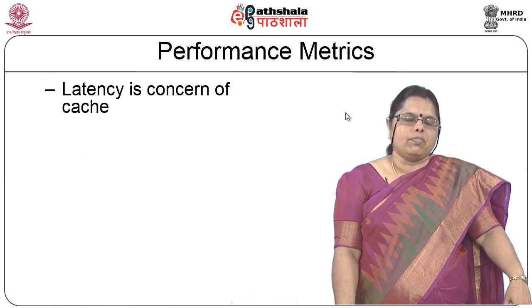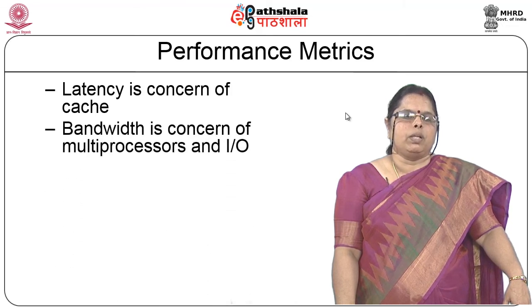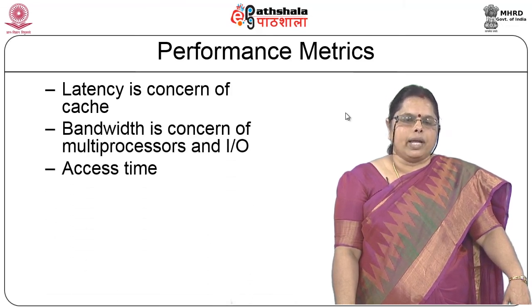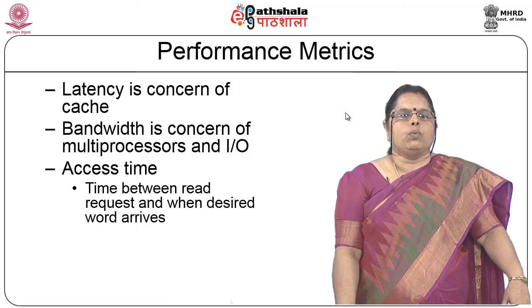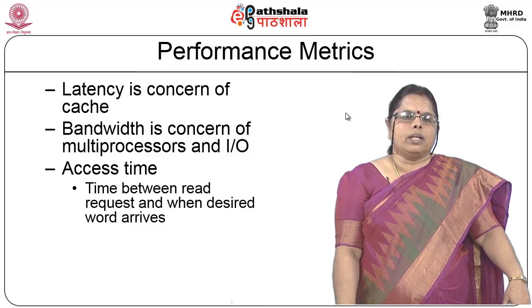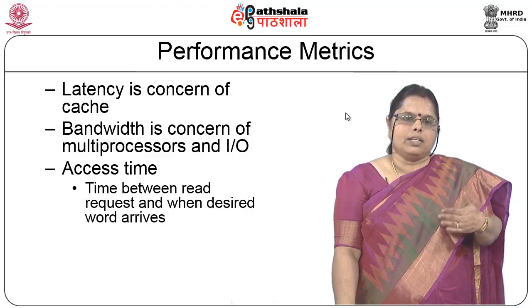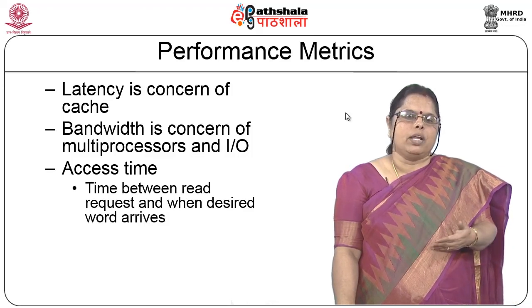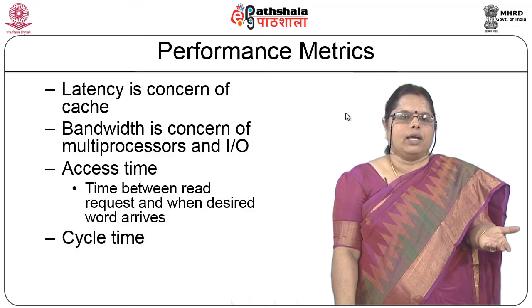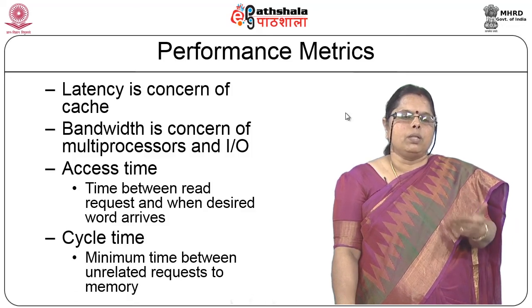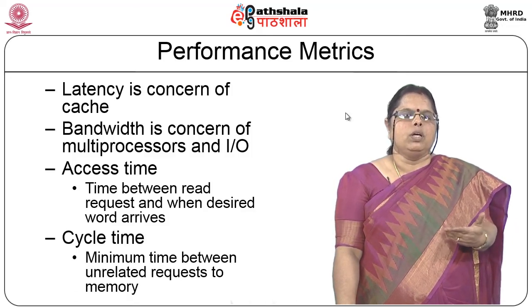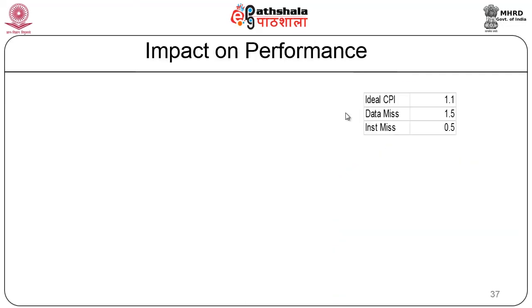Now, looking at the performance metrics associated with memory, we normally talk about latency and bandwidth, which are particularly important when we look at multiprocessors and IO, and we look at the access times. Access time is defined as the time between the read request and when the data actually arrives. You put in a read request, and when does the actual data arrive? Cycle time is the minimum time that should elapse between two requests to memory.